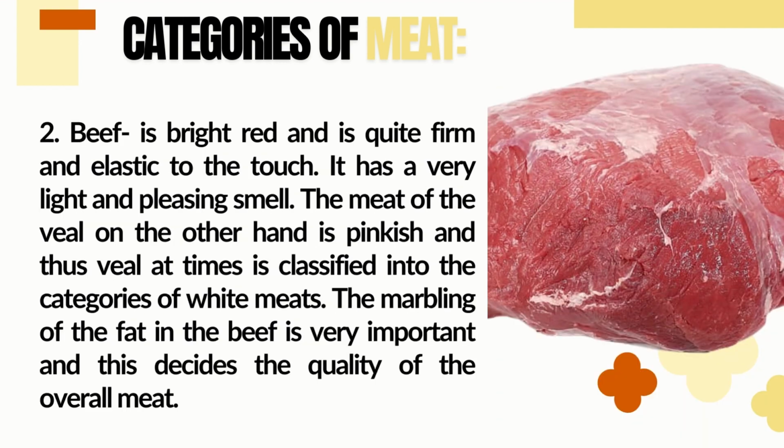2. Beef is bright red and is quite firm and elastic to touch. It has a very light and pleasing smell. The meat of the veal, on the other hand, is pinkish, and thus veal at times is classified into the categories of white meats. The marbling of the fat in the beef is very important, and this decides the quality of the overall meat.